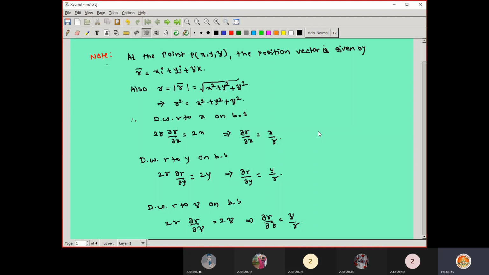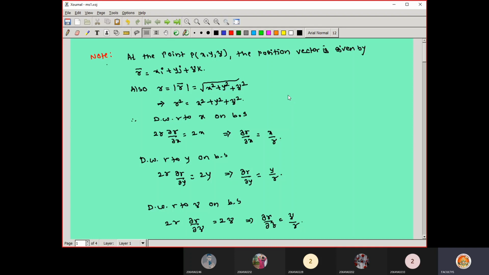In that, the main important bit is solenoidal. A vector point function is said to be solenoidal if its divergence is equal to 0. So the divergence of any vector point function equal to 0, we are calling it solenoidal. And we have taken certain problems also.